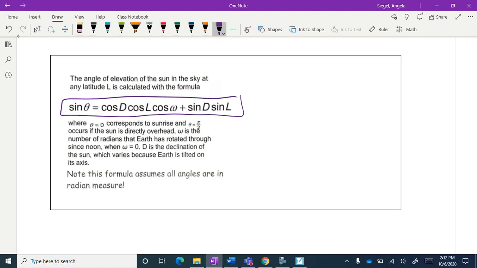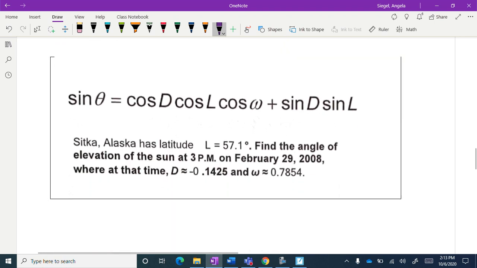So 0 corresponds to sunrise. Okay, so the sun rises in the east, right? And then at midday, the sun is directly overhead, so that's pi over 2. And W is the number of radians that the Earth has rotated through since noon. And I think, let's go ahead and move on to this one.